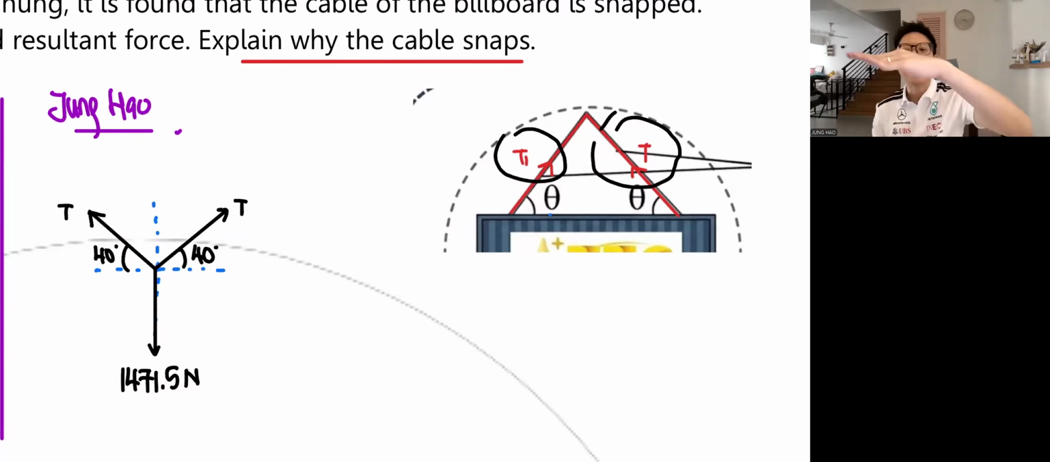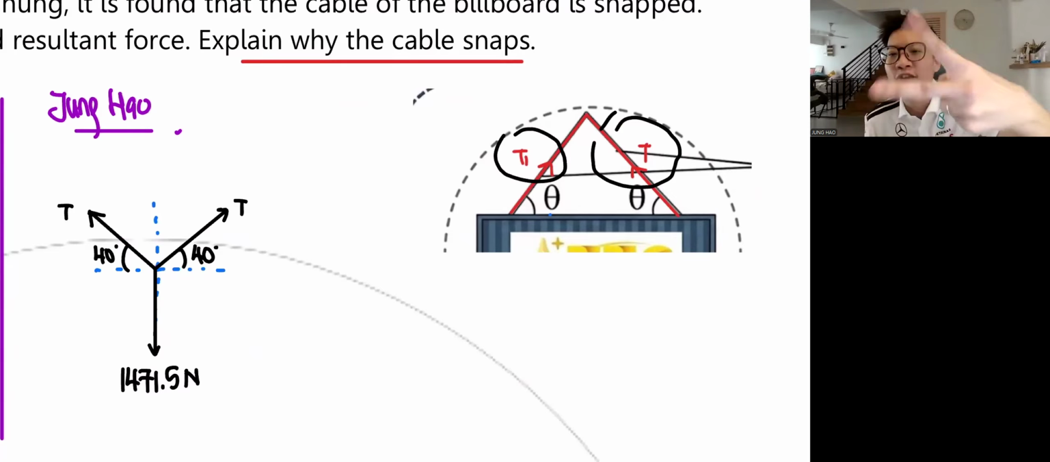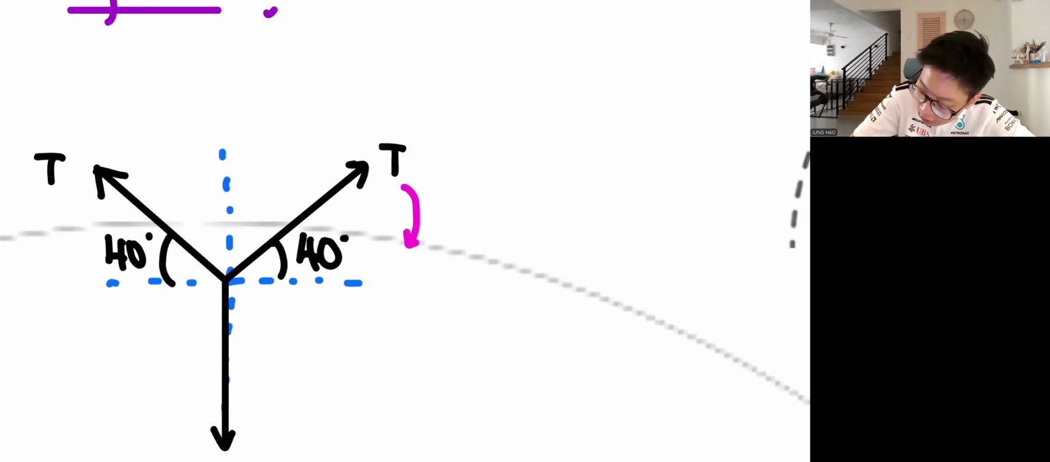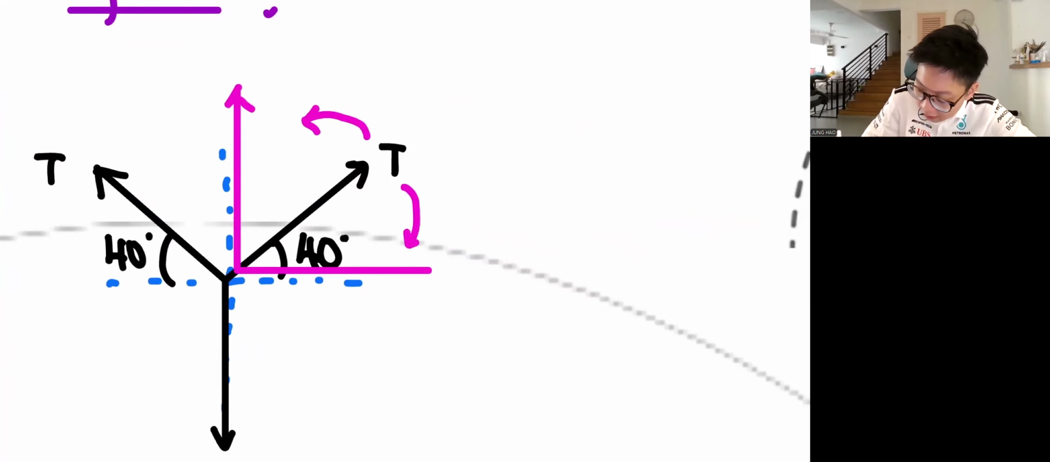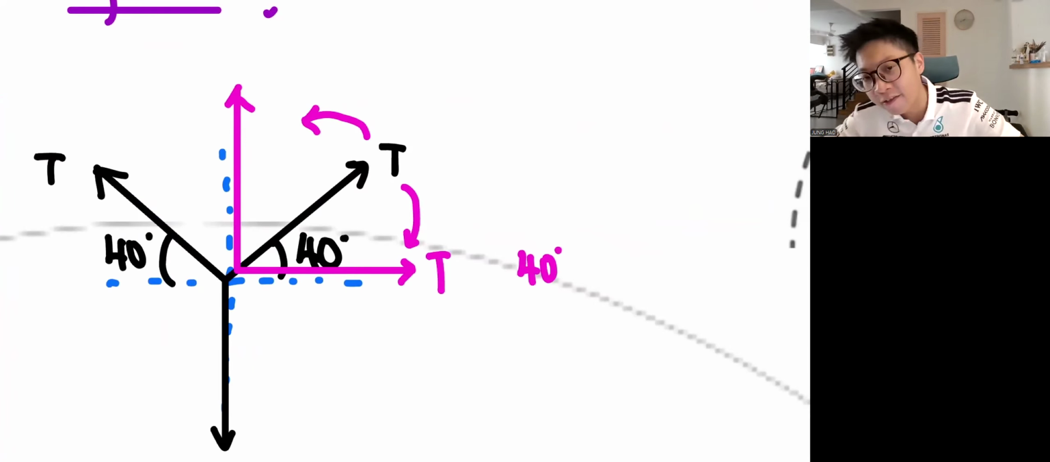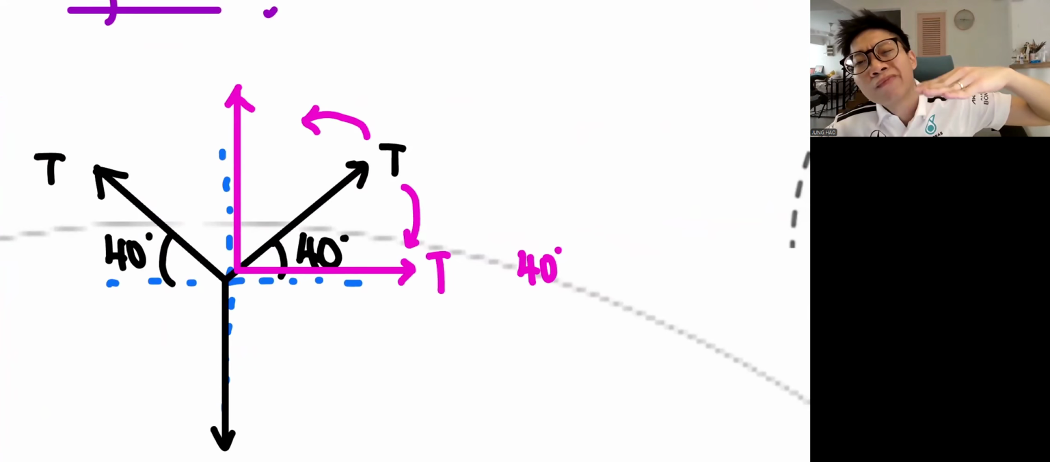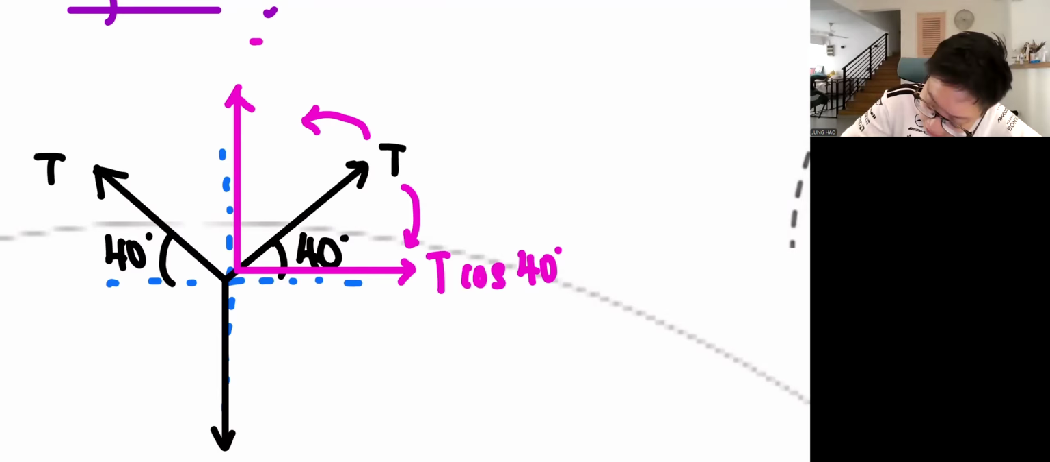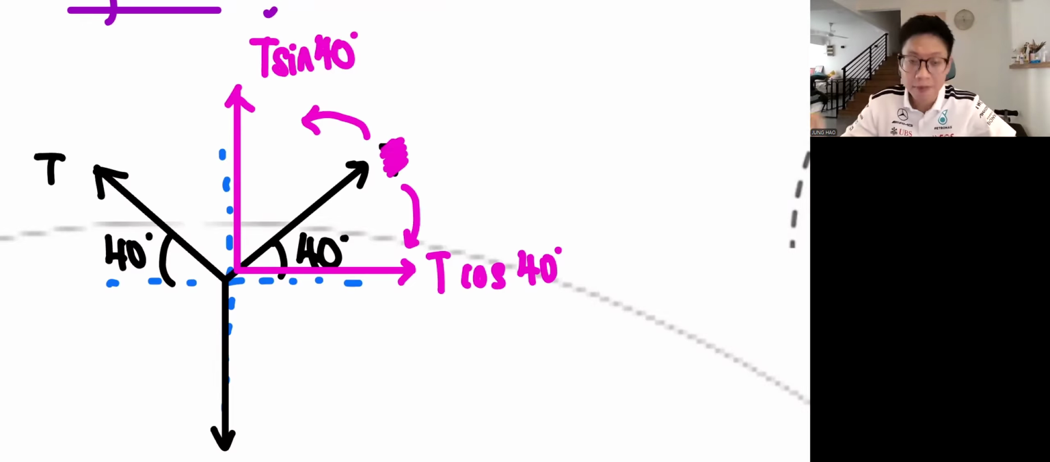If the force is stagnant, we will always move the force. We will split the force into two different directions. So this is going to be T cos or sine 40? Yeah, cos, because it is touching the angle, right? Then this is going to be T sine 40. So now this is already being split into two.